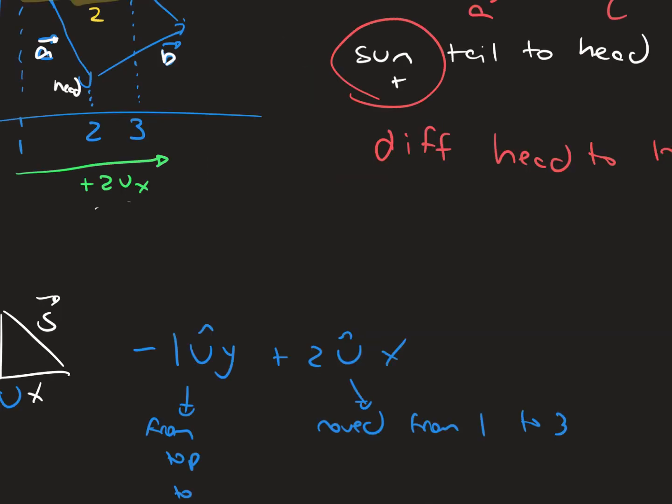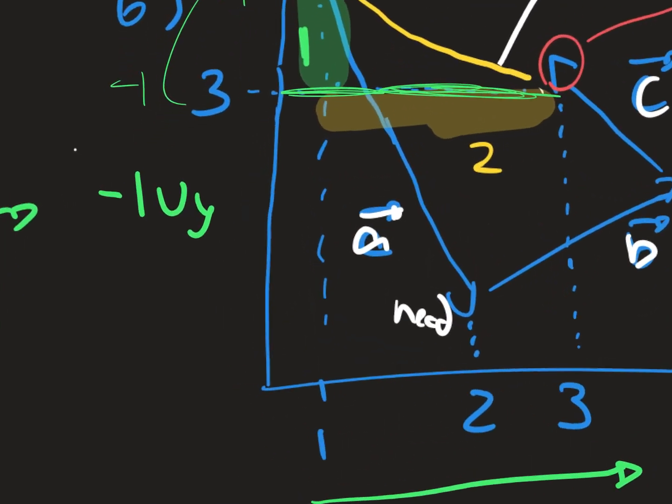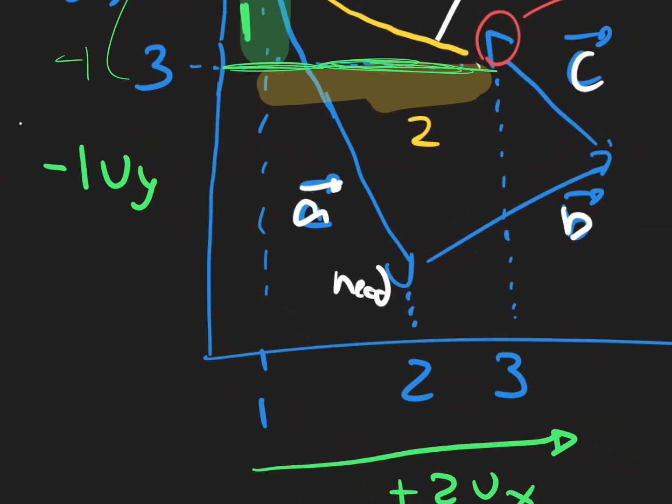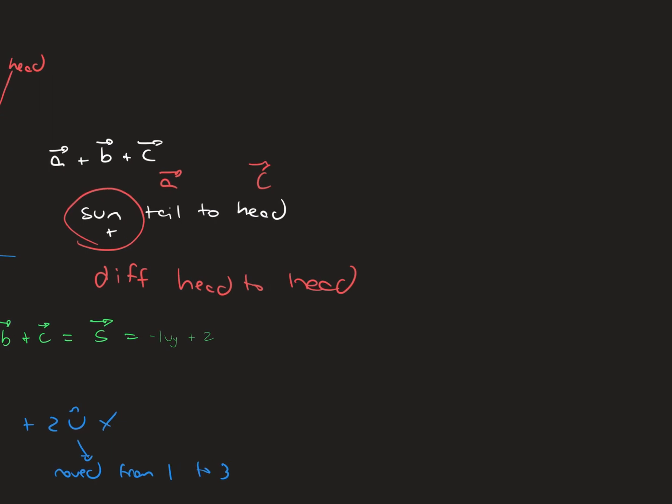So that means that the vector sum, vector A plus vector B plus vector C, we said it was going to be vector S. And in this case, the y component was going to be -1 uy plus 2 ux. And this is the final answer.